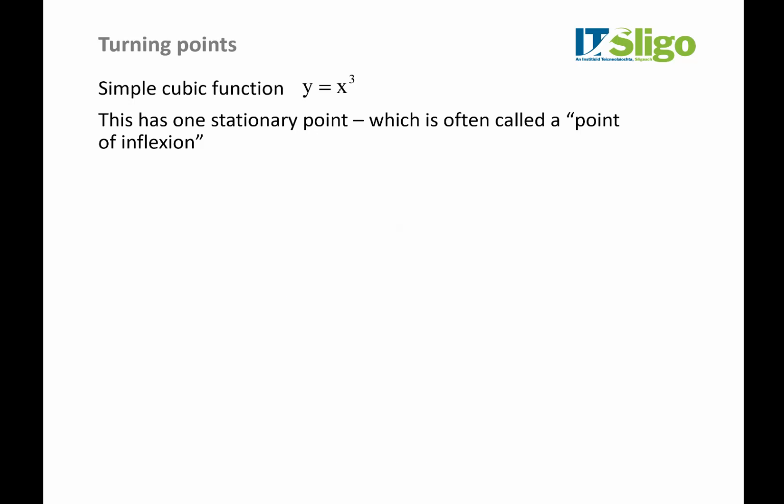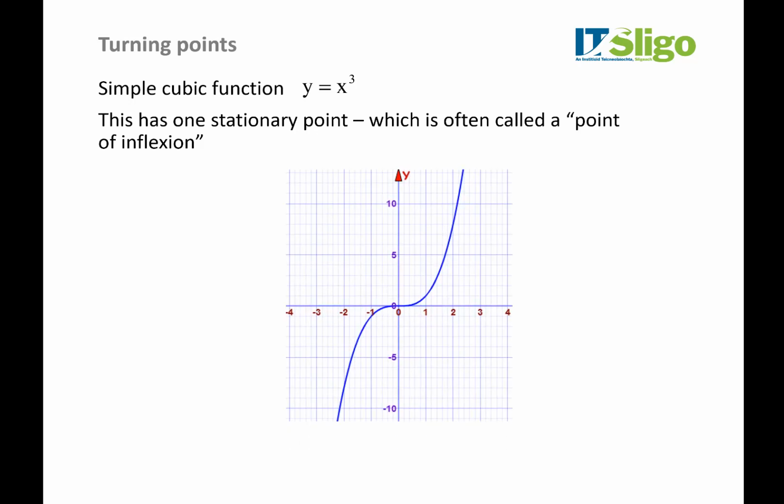And this is often called a point of inflection, and this is it here. So it's like where a local max and a local minimum point meet at the same place. And that's called a point of inflection. So they're the typical turning points that we'll be examining: local maximums, minimums, and points of inflection.